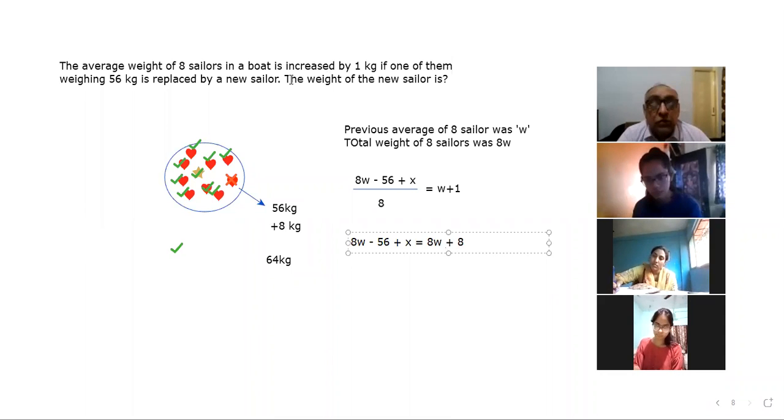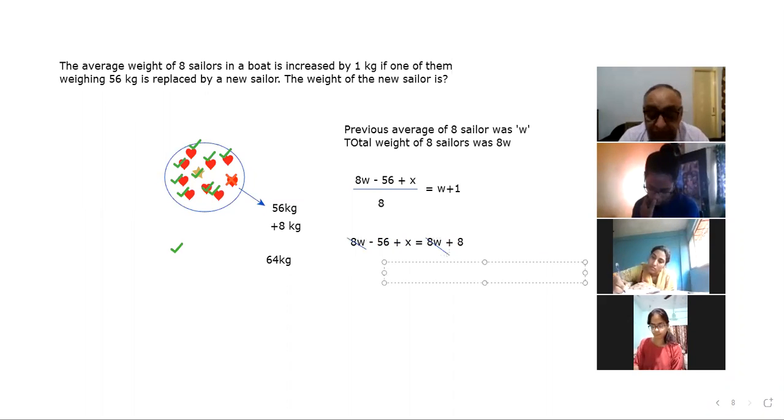Now 8W cancelled out. So X is equal to 64. This is your method. Out of the two, you have to see in which method you are more comfortable. So let us do one more question.